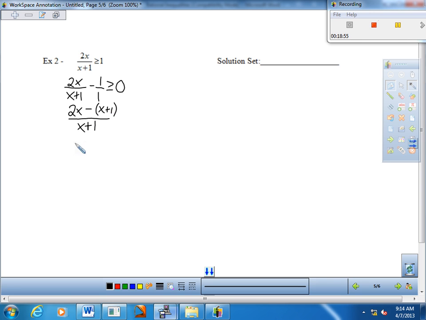I get 2x minus x is x, and then really the negative goes in. I get x minus 1 on top. Just be careful with that. And then greater than or equal. Fantastic. Let's go get some boundary points right here.